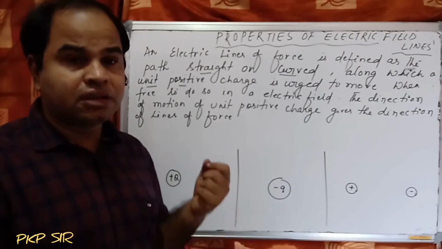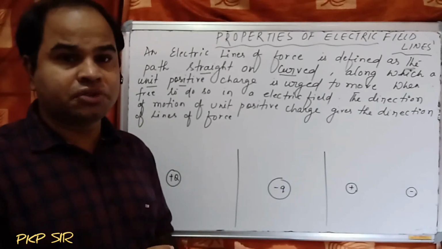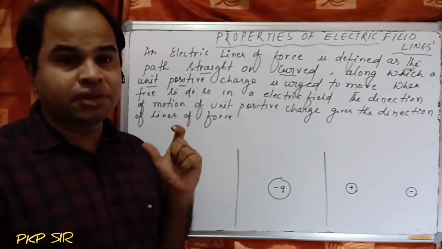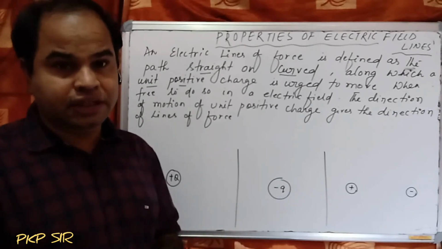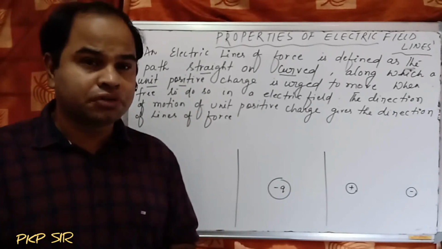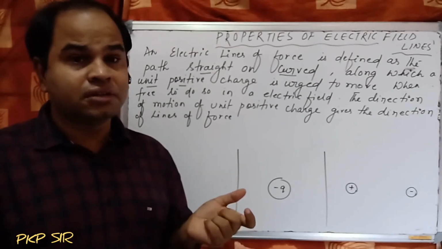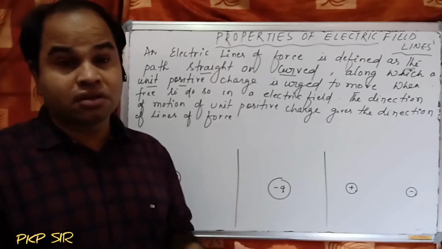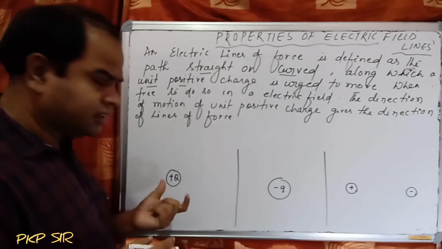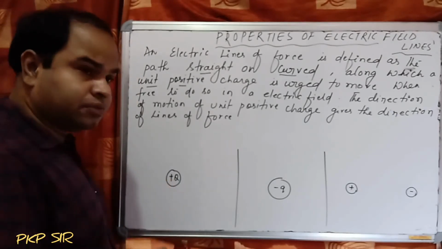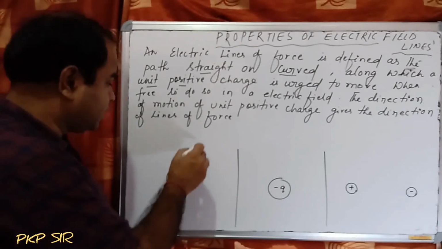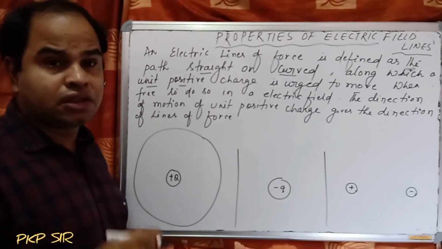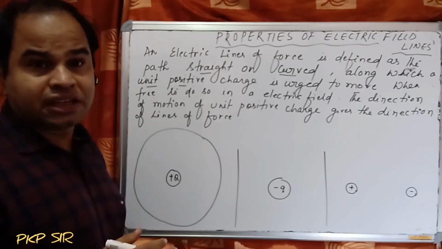In an electric field, the path followed by the unit positive charge is the path of the electric field lines. The field lines can be curved, can be straight. Again, it is the path followed by the unit positive charge if it is freely placed in the electric field, and the path can be straight or curved. Let us take an example. Let us take a positive charge. The positive charge will create electric field. So the path followed by the unit positive charge is the path of the electric field lines.